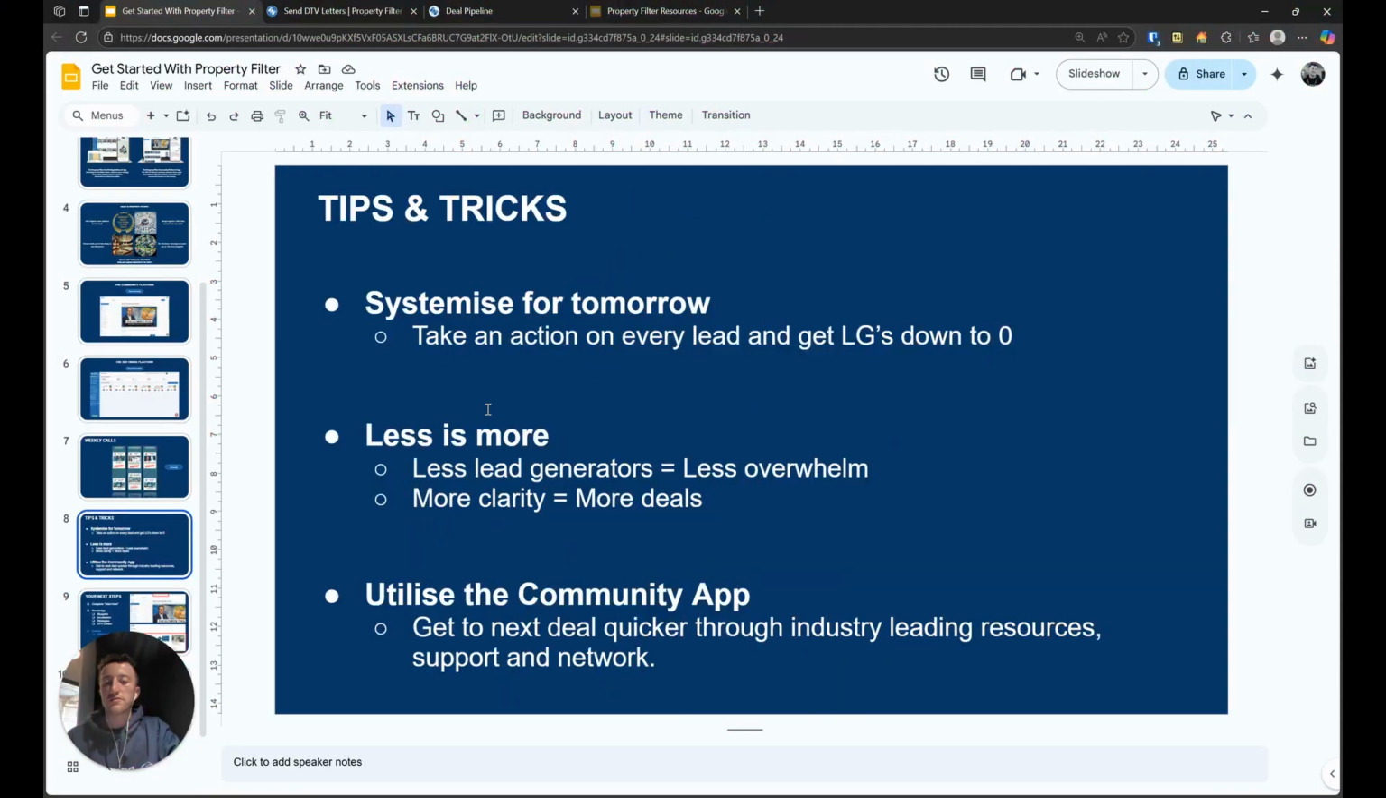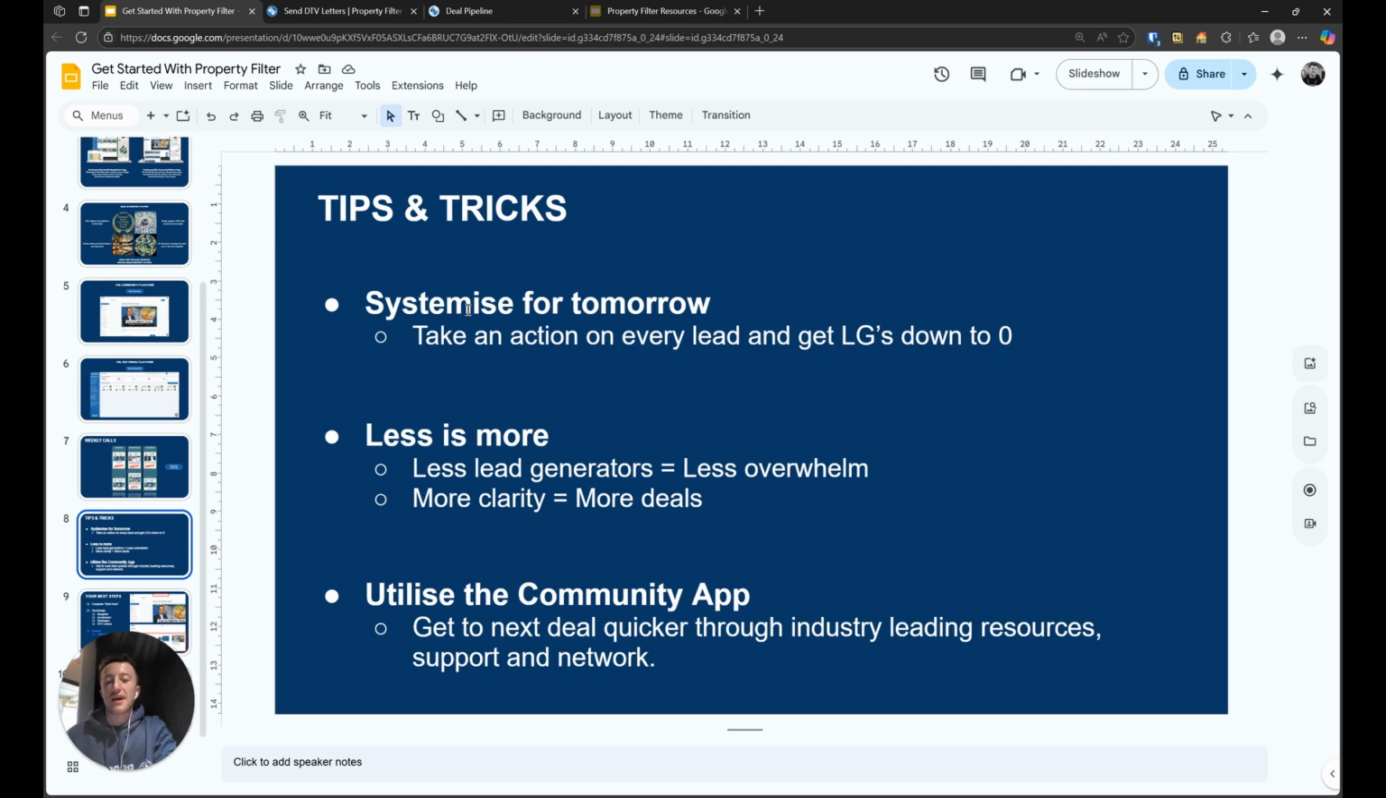I'll finish off with some tips and tricks for you. The first one is about systemizing for tomorrow. It's about taking an action on every single lead, getting those lead generators down to 0 like I mentioned, because ultimately it's going to save the future you a lot of time. It's a bit of delayed gratification, and it's going to make your life a lot easier.